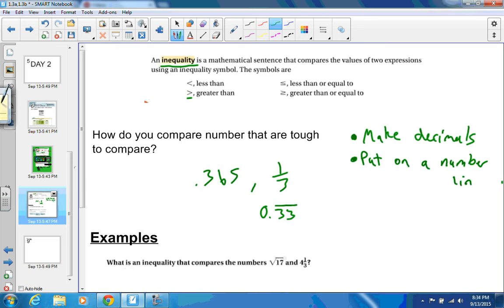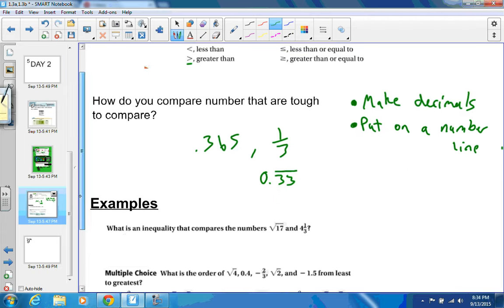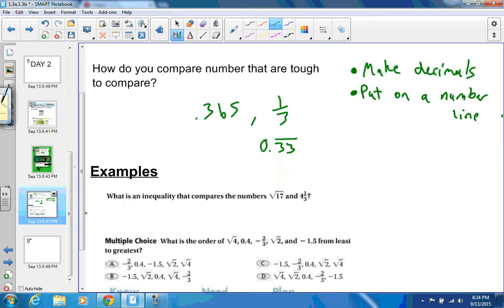Number lines are your friend. I actually have a number line in the classroom. You can use that. You can use them on your paper. Number lines help you to compare numbers. They also help you to add or subtract if you need them for that. But we have an example here, example 1, that says, what is an inequality that compares the numbers? So if you look over here, I think for this one up here, the 0.365 is bigger than 0.33.